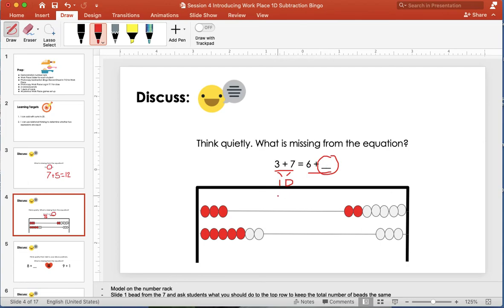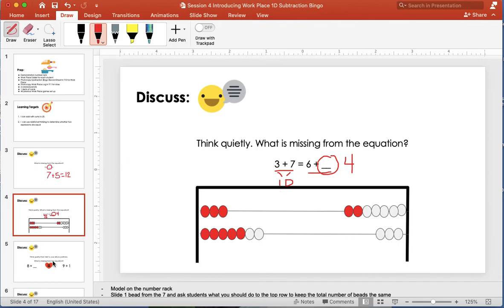So I'll give you a minute to think about it. What plus 6 would equal 10? Okay, you should have 4. And we should know this. We should start making sure that you are just learning your facts. So 6 plus 4 equals 10, and 3 plus 7 equals 10.